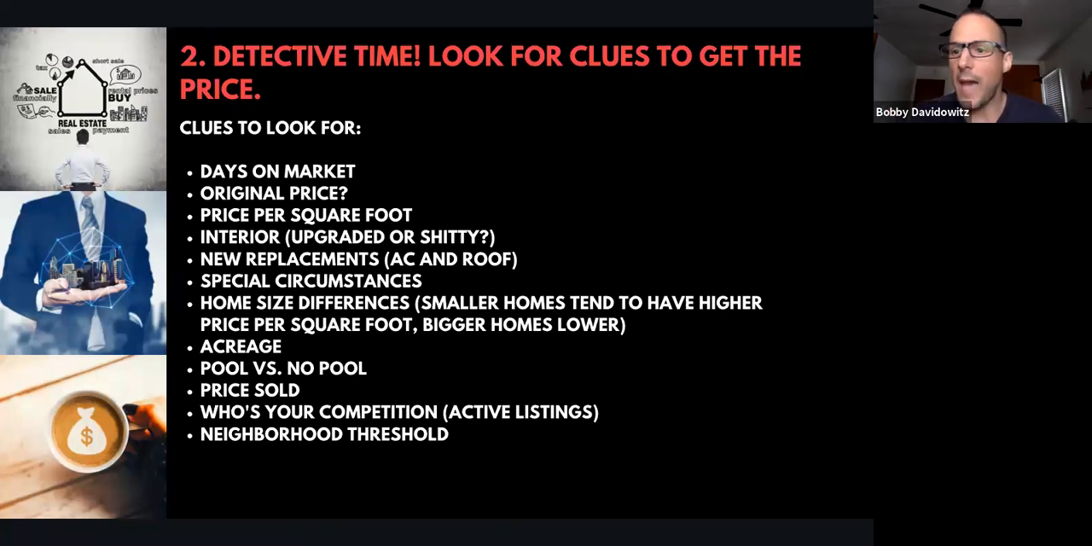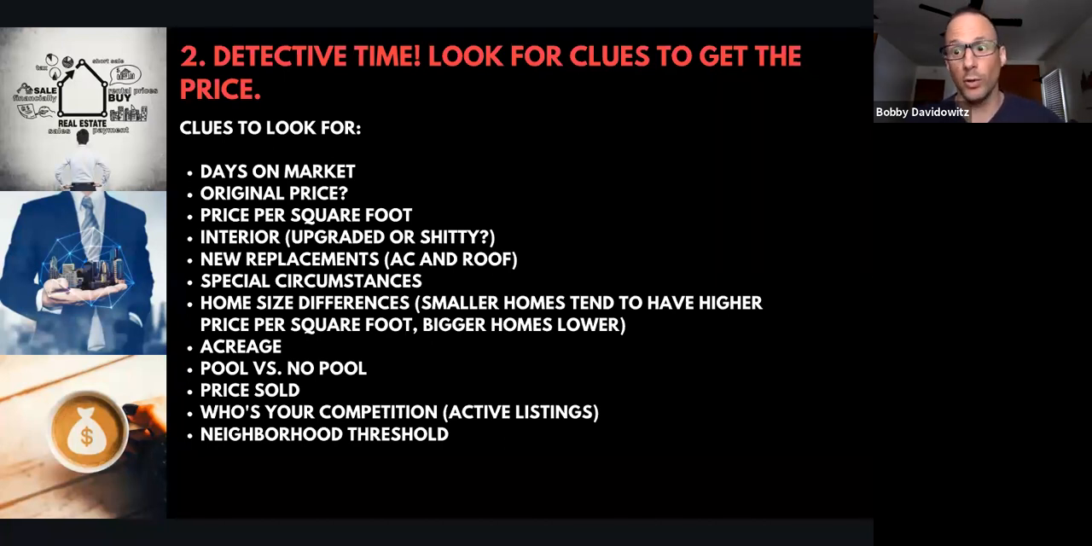Acreage, that matters oftentimes, but usually when you can find enough comps in the same neighborhood, most of the time the lots are the same size, so it doesn't come up as much, but acreage does matter. So that's something to look at. Pool versus no pool. Pools, depending on a neighborhood, might make a significant difference. Sometimes they don't. Maybe it's a $5,000 to $10,000 swing. It's not as big as a lot of people think.